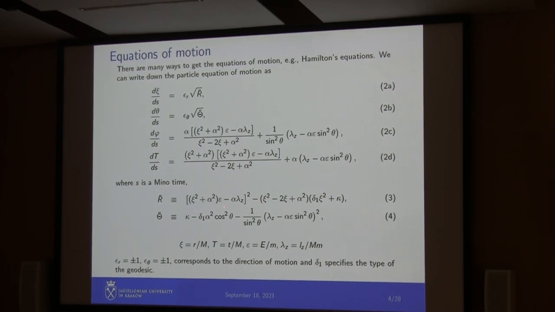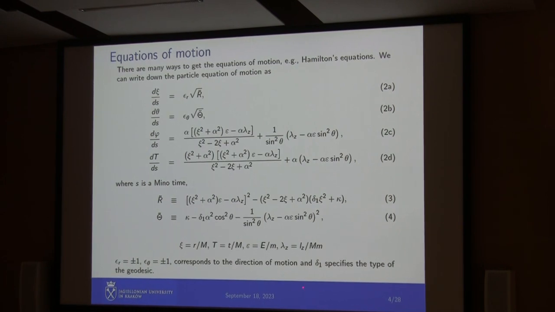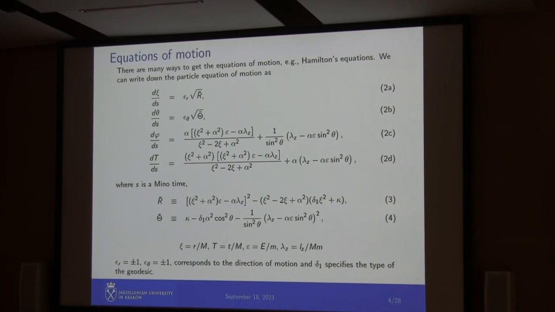And there is an additional parameter, delta 1, which corresponds to the type of geodesics. For delta 1 equal to 0, you have null geodesics. For delta 1 equal to 1, you have timelike geodesics. So if you solve this set of equations for general delta, you will obtain a solution which is true for null and timelike geodesics at once.